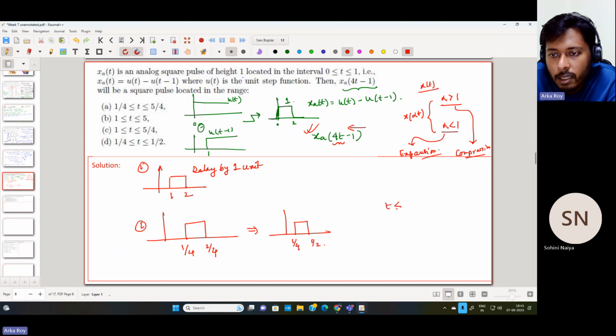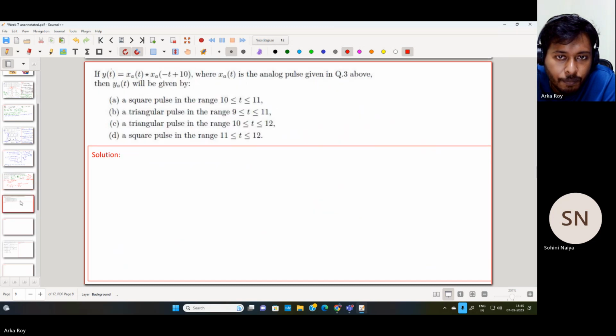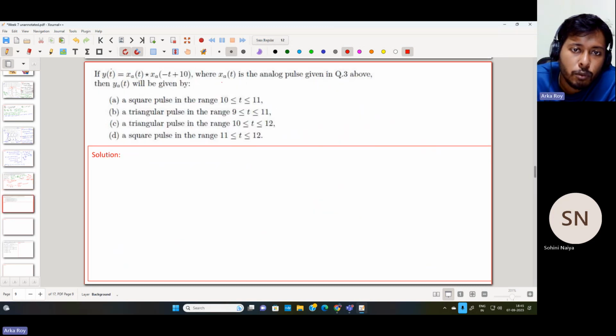So therefore I can say this is basically xa(4t minus 1). This is how the signal looks like, and this is lying in the range of 0.5 to 0.25. So this is the final answer: 1/4 to half. Okay, let's move to the next question.